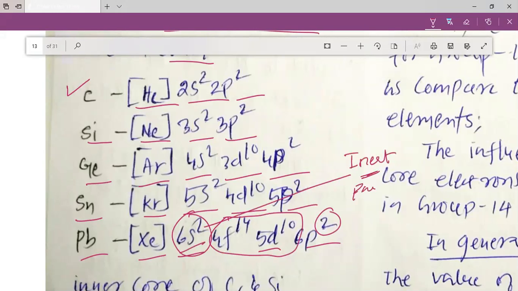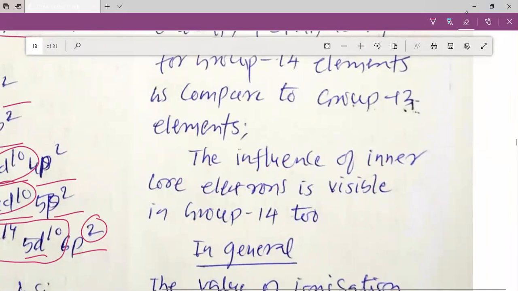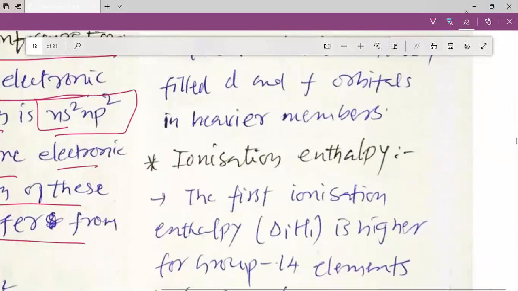So we will study about the inert pair. Same way, my dear students, here also these d electrons are added, and thus we can understand the various physical and chemical property changes if they are observed in these elements too. That is what we have studied in the group 13 elements.